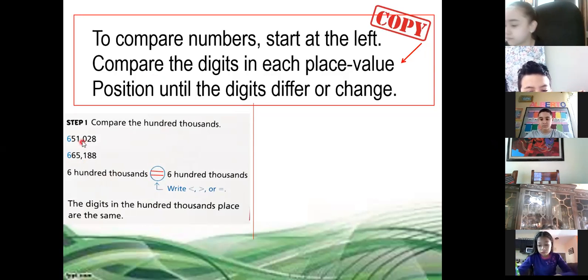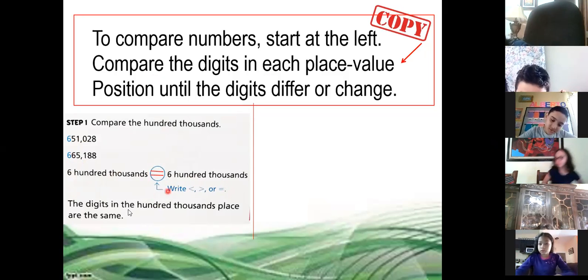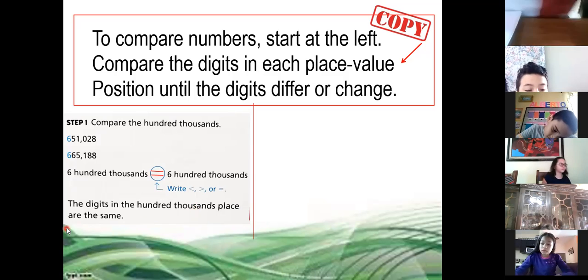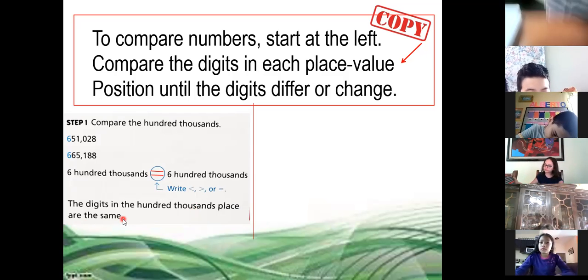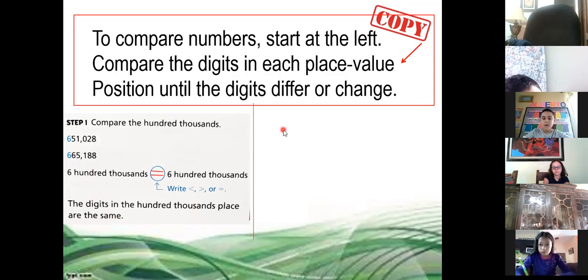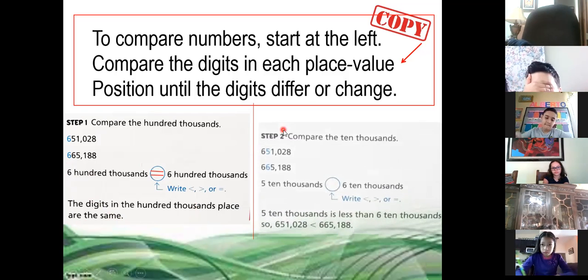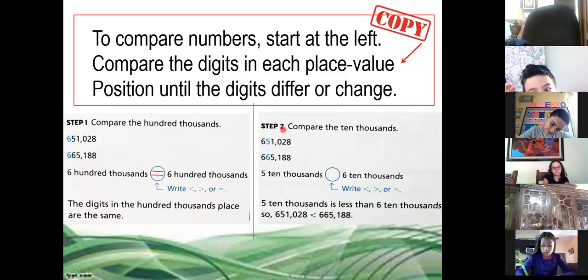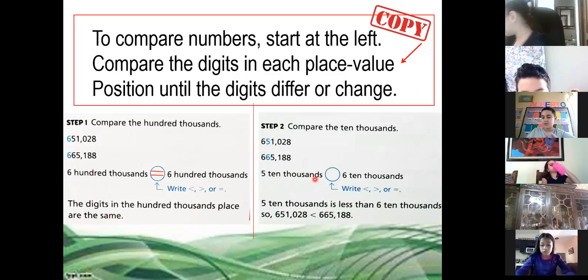Now, we compare the 600,000, it's equal to 600,000. They are equal. So the digits in the 100,000 place are the same. We need to continue comparing because they are equal, and we want to know which one is greater and which one is less. So we continue comparing. That's step number 2. We compare the next number. So the next number is 5 and 6. According to the place value chart, they are located in the 10,000 place. So we compare 5 ten-thousands with 6 ten-thousands.